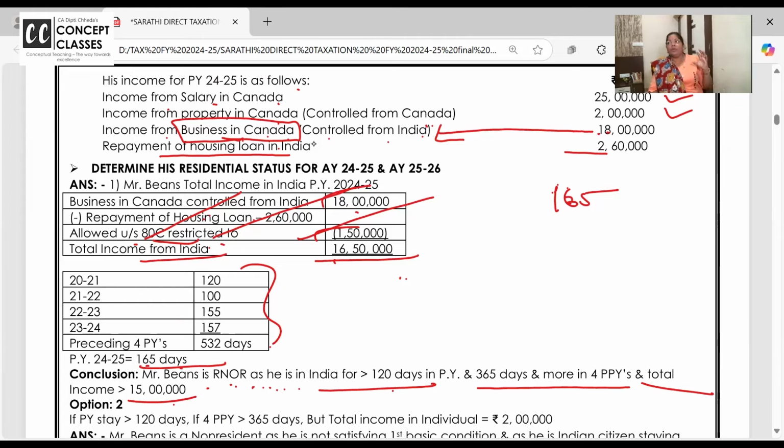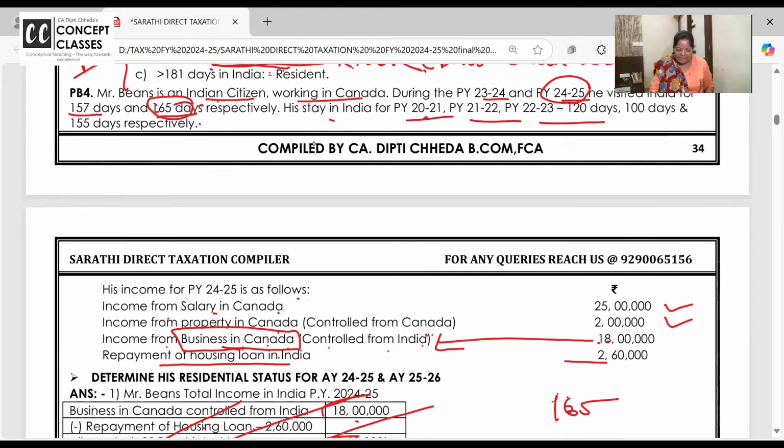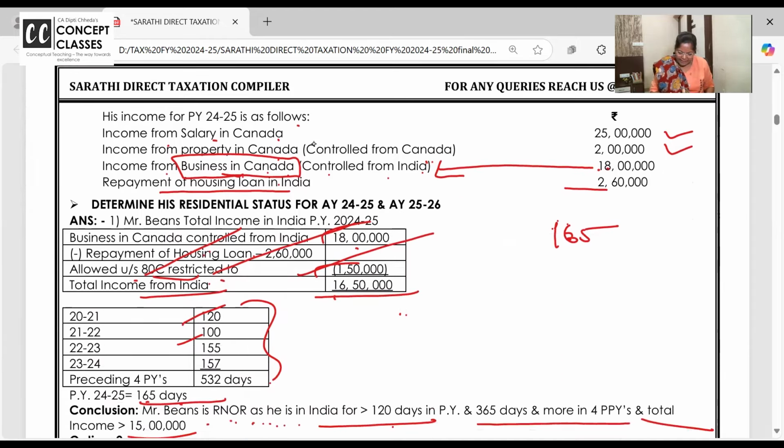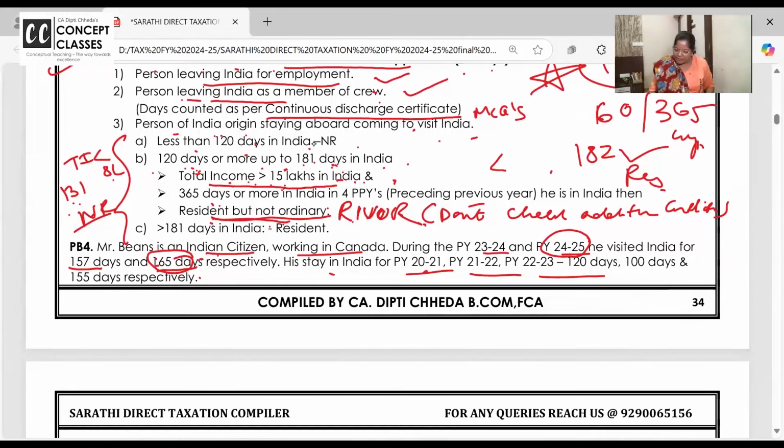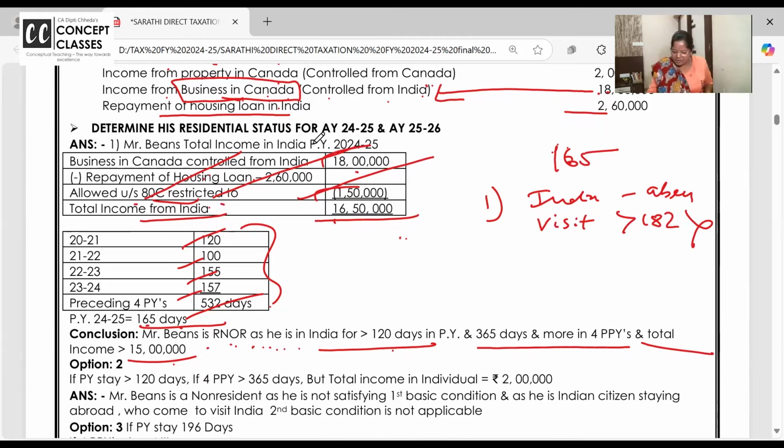16,50,000. I'm doing it orally. I'll make you write everything. But you understand this point. Now the preceding 4 years: 20-21, 21-22, 22-23. 120 days, 100 days, 155 days and 157 days. So look at the last 4 years. First condition: an Indian person staying abroad, coming to visit India. Are you there for 182 days? No. First basic condition not satisfied.